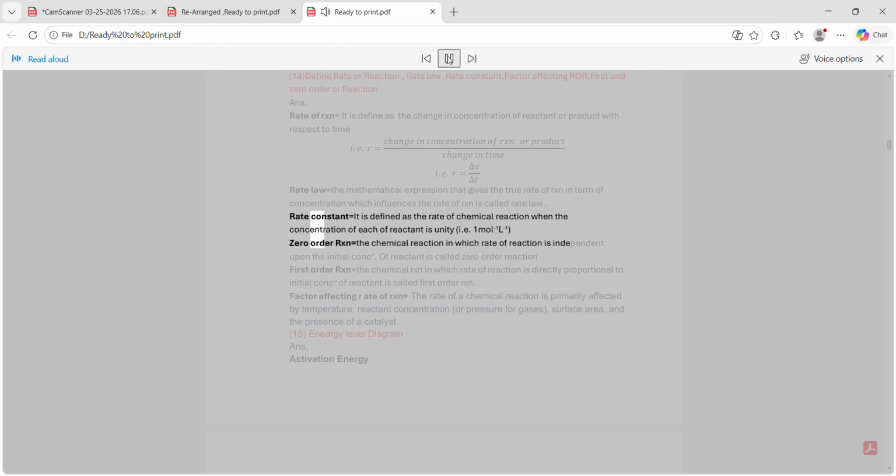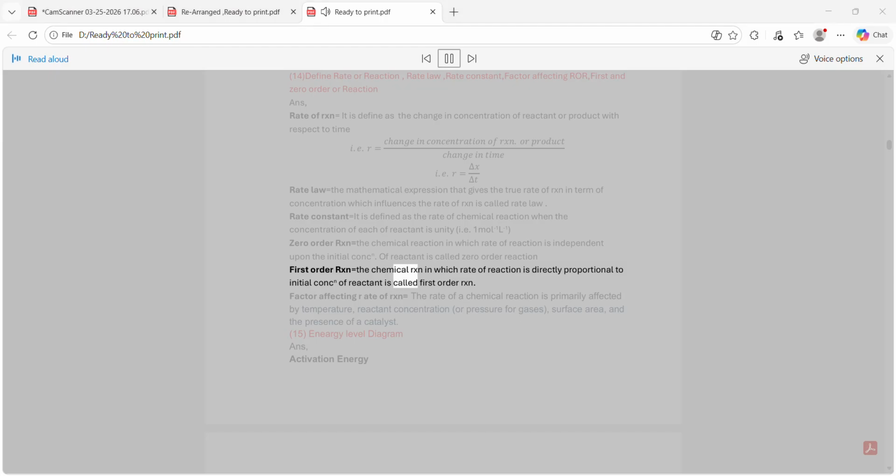Zero order reaction is the chemical reaction in which the rate of reaction is independent of the initial concentration of reactant. First order reaction is the chemical reaction in which the rate of reaction is directly proportional to the initial concentration of reactant.